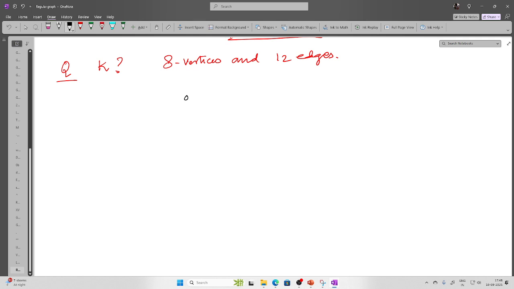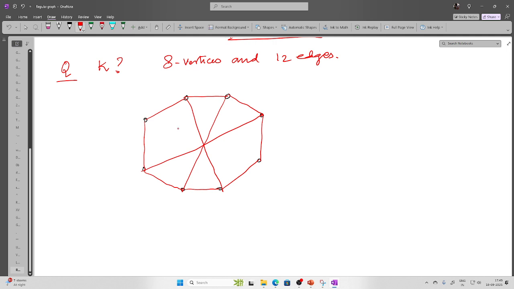So let us draw 8 vertices first: 1, 2, 3, 4, 5, 6, 7, 8. So these are 8 vertices and there are 12 edges. So let us draw them. 8 are done. Then let's say it is 9 and then 10, then 11 and then 12. So now we have drawn 12 edges and 8 vertices.